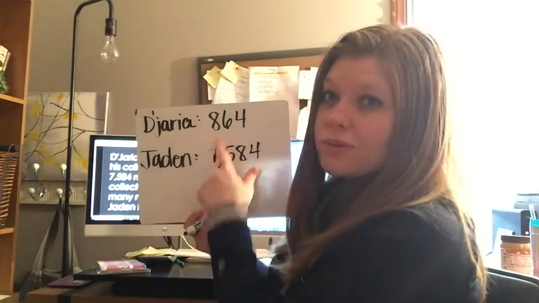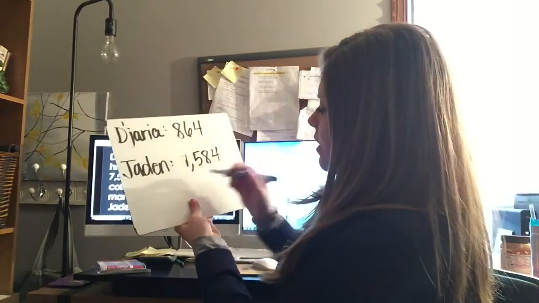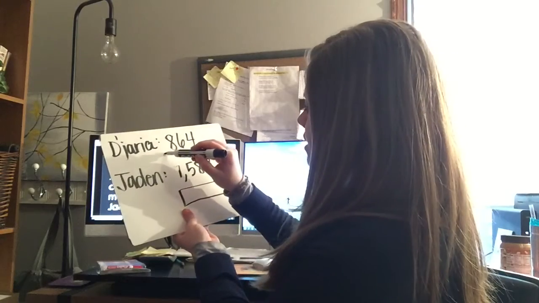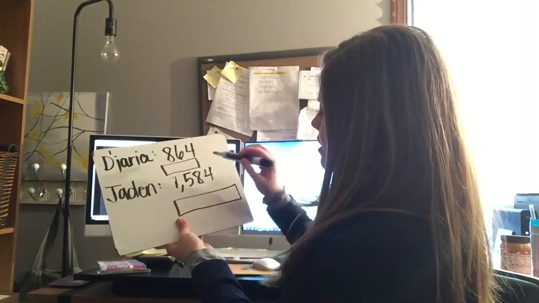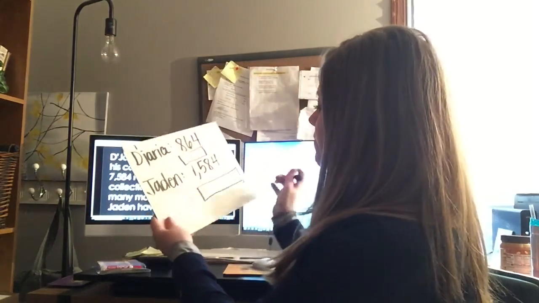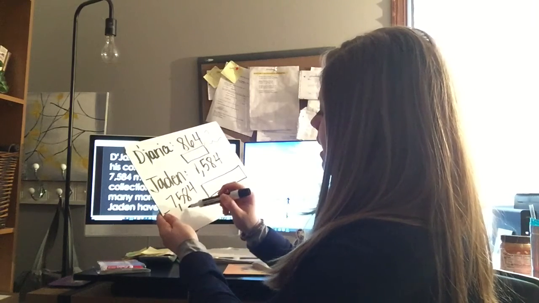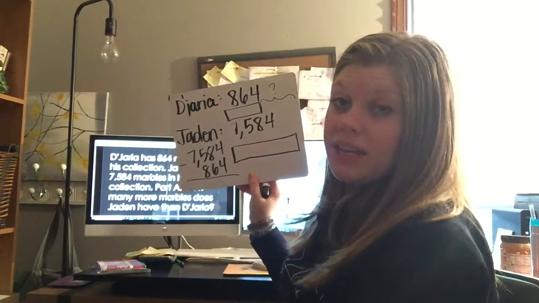Well, we know that Jaden has more marbles than Dajaria has. What we're trying to figure out is how many more marbles. So if this were a tape diagram, we would have Jaden's, and then there would be Dajaria's. You can see that there's less. So we want to figure out what's the difference between these two numbers. So this is a subtraction problem. So we will do 7,584 take away 864.